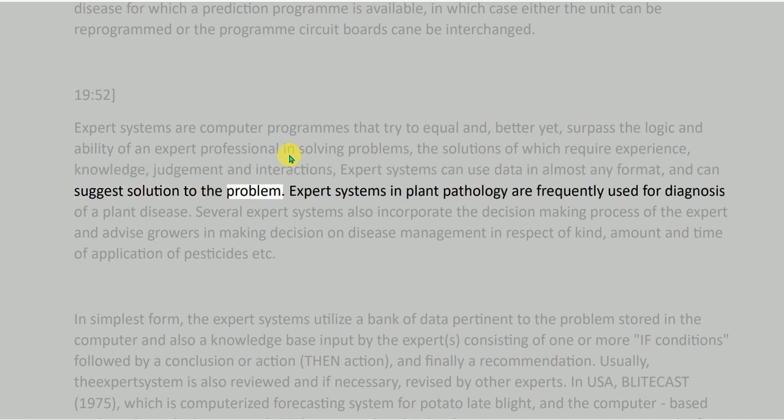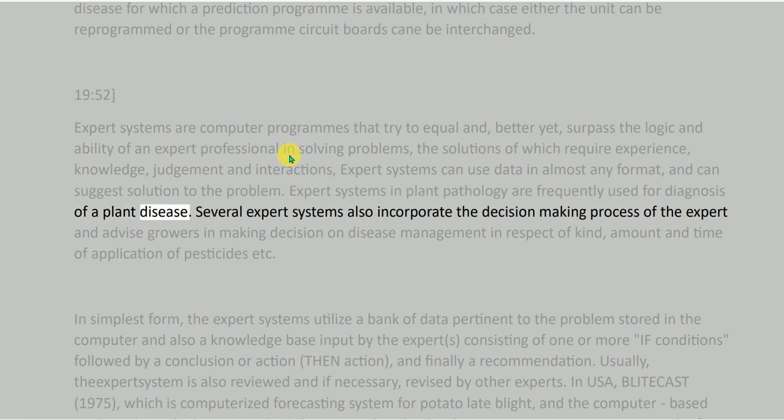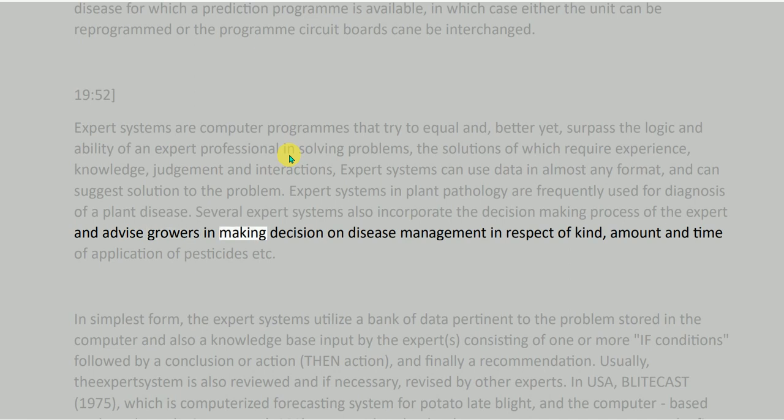Expert systems in plant pathology are frequently used for diagnosis of a plant disease. Several expert systems also incorporate the decision-making process of the expert and advise growers in making decisions on disease management in respect of kind, amount and time of application of pesticides, etc.